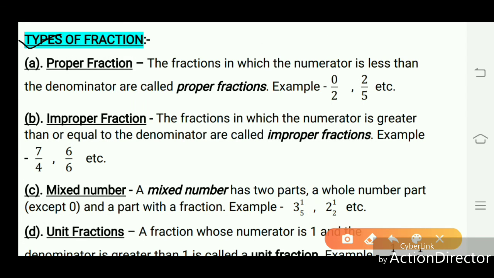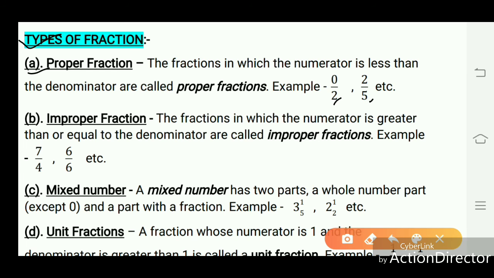Types of fraction. The first type of fraction is proper fraction. The fractions in which the numerator is less than the denominator are called proper fractions. Example, 0 upon 2 and 2 upon 5, etc. Here 0 is the numerator and 2 is the denominator. So 0 is smaller than 2. So these types of fractions are known as proper fractions.